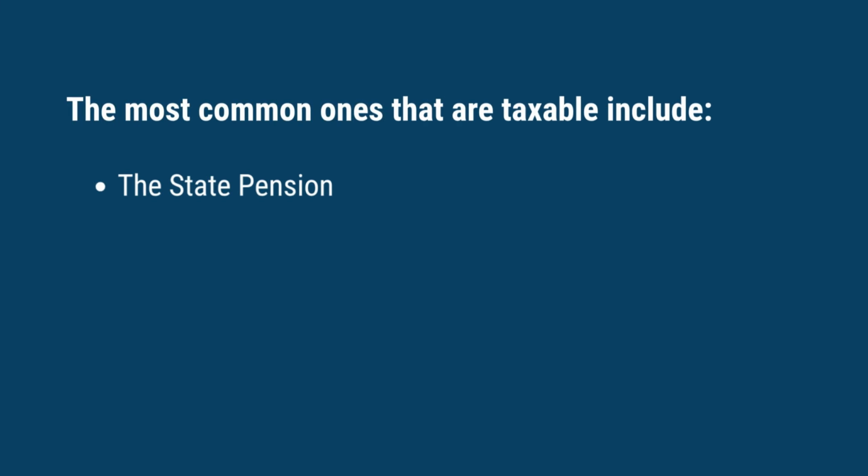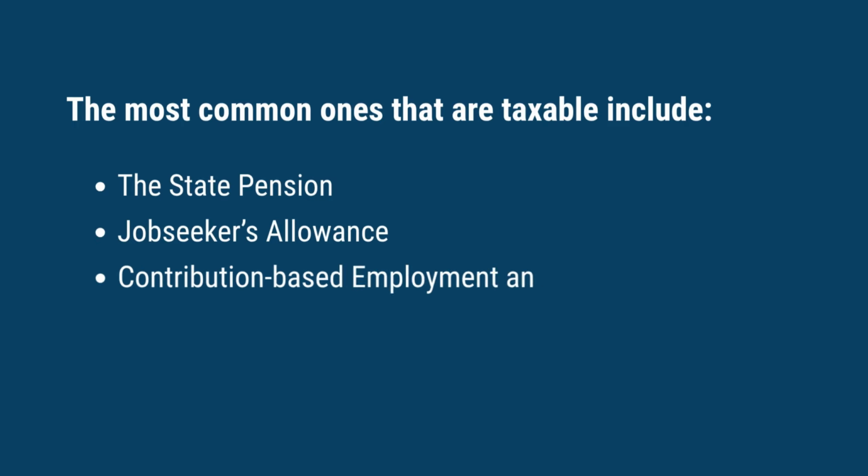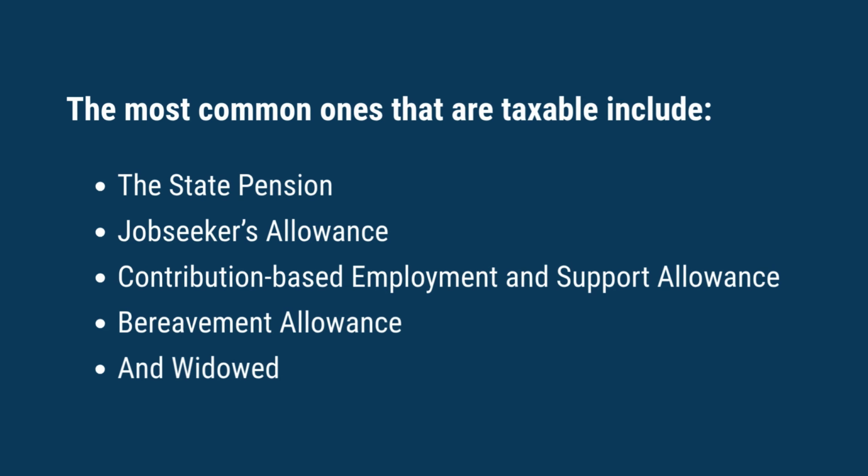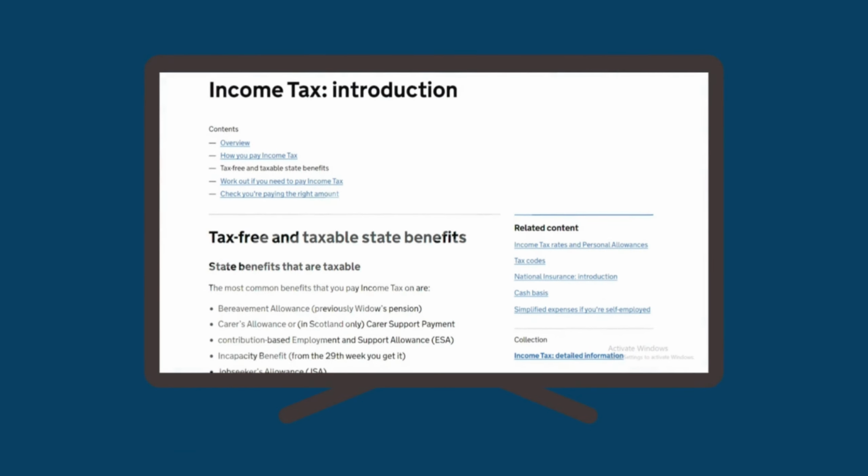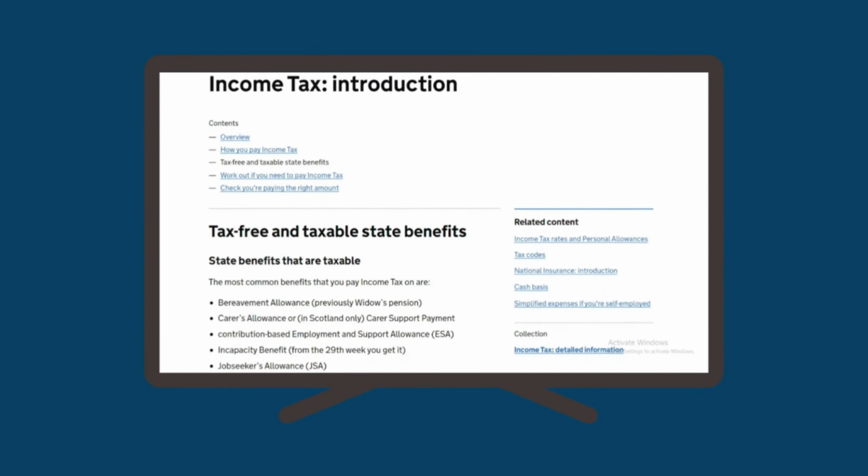However, not all state benefits are taxable. The most common ones that are taxable include the state pension, job seekers allowance, contribution-based employment and support allowance, bereavement allowance, and widowed parents allowance. To see which benefits are taxable, visit gov.uk. There's a full list there.